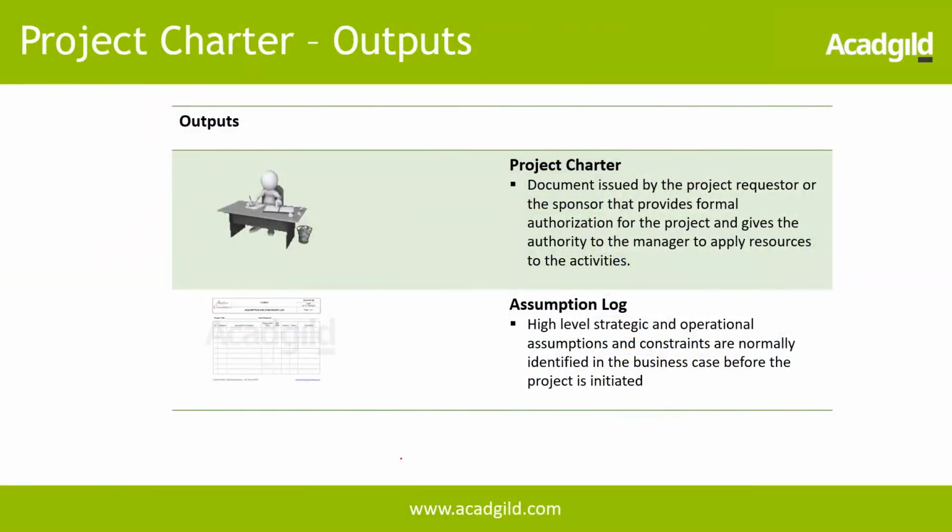This is very, very important because when we do a risk analysis later, this assumption log is really going to help us determine whether the assumptions we have made have been converted into risks, or it's possible that it is not even a risk at all. But we need to be clear when we kick off a project what assumptions are made, and they should be documented, because it cannot just be in our minds. It talks about high level strategic and operational assumptions and constraints that are normally identified in the business case before the project is initiated. So this provides us better clarity in terms of how we are approaching the project.